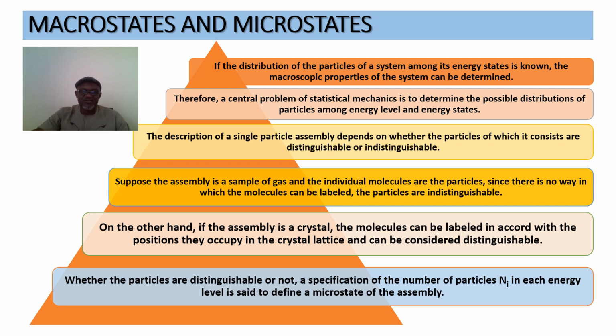Macrostates and microstates. We will be able to differentiate between microstates and macrostates. If the distribution of the particles of the system amongst energy levels is known, the macroscopic properties of the system can be defined. Therefore, a central problem of statistical thermodynamics is to determine this distribution. You see, statistical thermodynamics wants to determine the distribution.